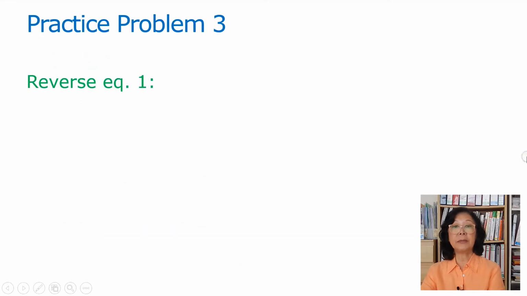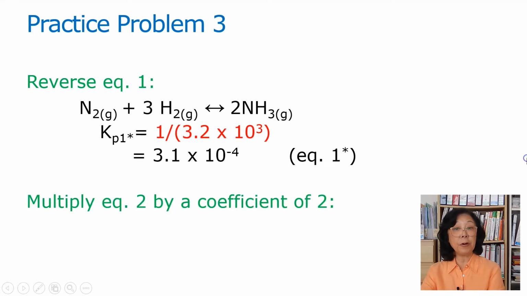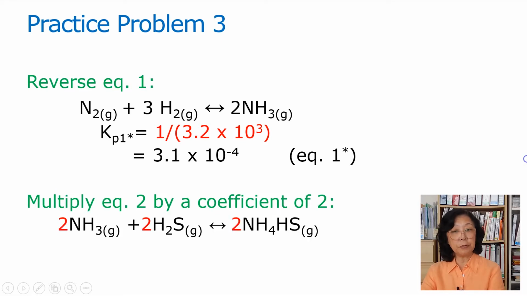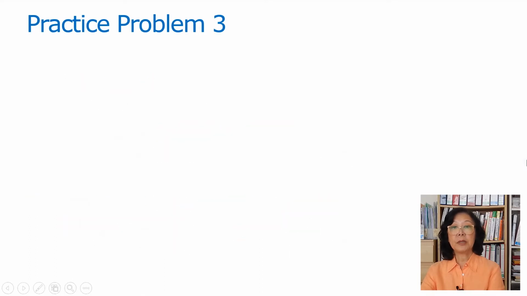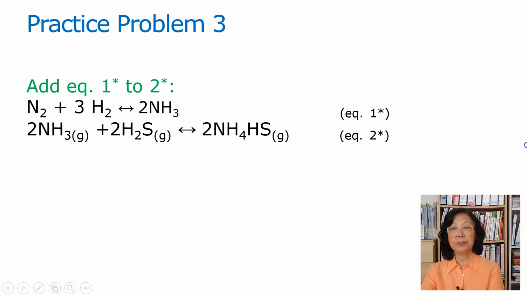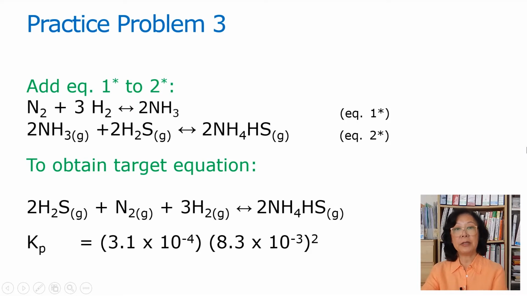So now you add them. Reverse equation 1, take the inverse of K, which is 3.1 times 10 to the negative 4. You multiply equation 2 by 2, and take the square of the K, which is 8.3 times 10 to the power of negative 3, and square it. So now we add up the two equations, and we have the new K, which is the product of the two, which is 2.1 times 10 to the negative 8.